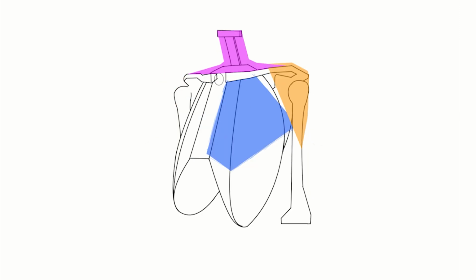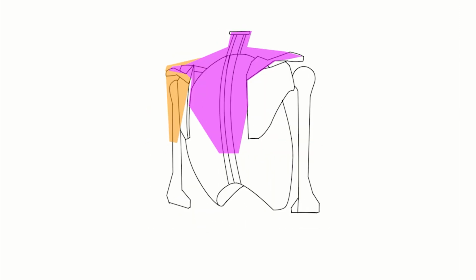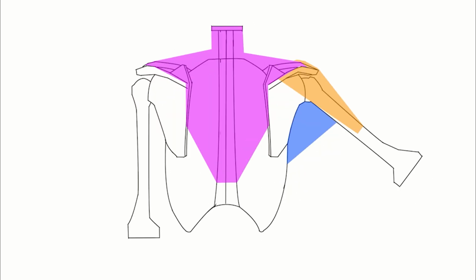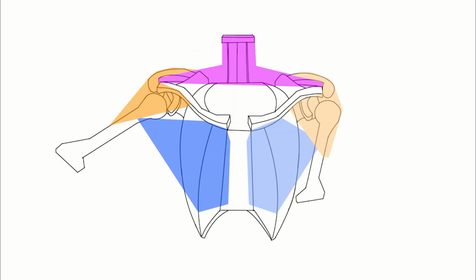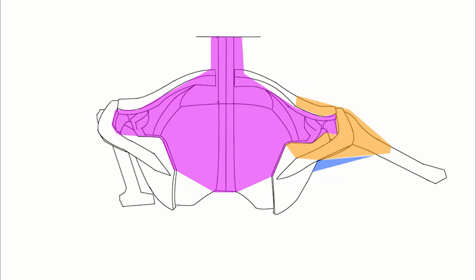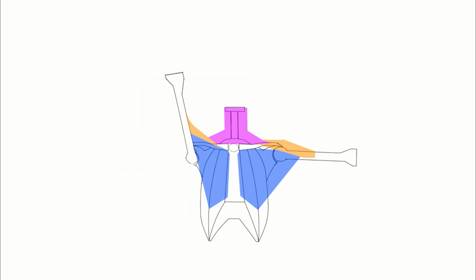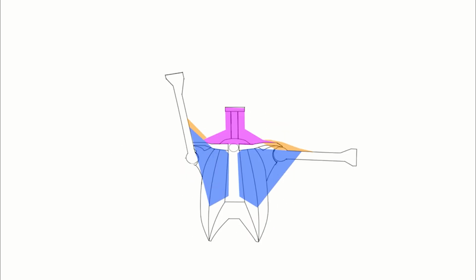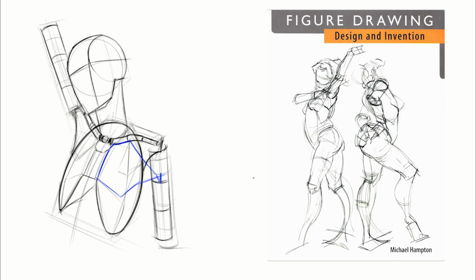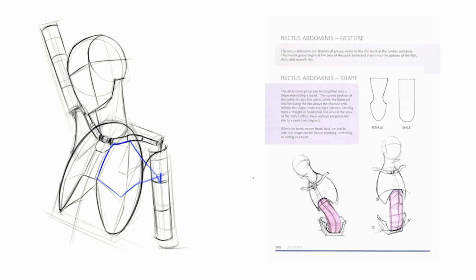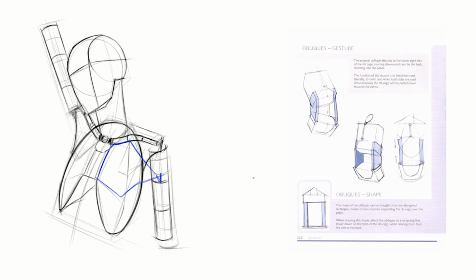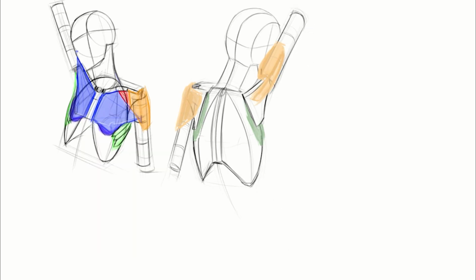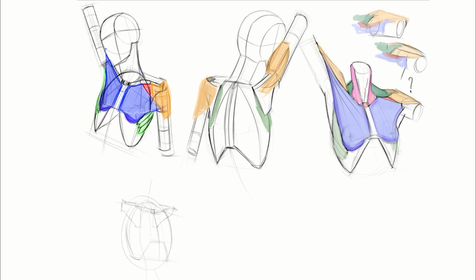In the previous video, we were talking about four muscle groups: the sternocleidomastoid muscle, pectoralis major, trapezius, and the deltoid. This video is a direct sequence of the previous one. We will have two parts in the video, a theoretical part and a practical part. I use as a reference the book of Michael Hampton, Figure Drawing, Design and Invention. My idea is not to go deeply into technical terms. Our main focus will be to know the function of the muscle and how we can draw it.